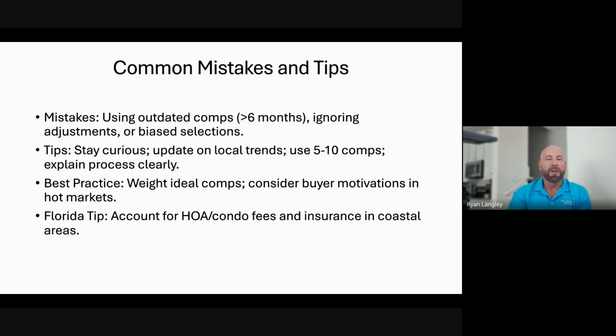Tips: stay curious, update on local trends, use 5 to 10 comps, explain process clearly. You can't stress too much about explaining the process clearly. Best practice: weigh ideal comps, consider buyer motivations in hot markets. Florida tip: account for HOA, condo fees, and insurance in coastal areas. So when you're comparing prices with different things, especially condos, and you have comparables, but their fees are $700 a month and yours are only $400 a month, then obviously you have to adjust for that as well.